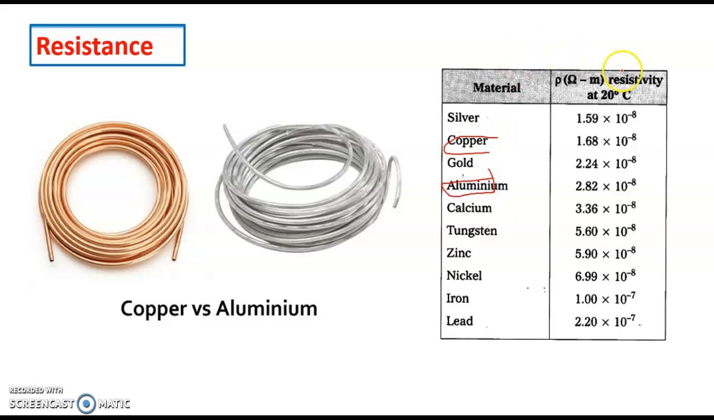here, and this table shows resistivity of materials, which is related to resistance. So we can see that copper has 1.68 times 10 power minus 8 ohm meter, while aluminum is 2.82 times 10 power minus 8. So we can see that aluminum is more resistive than copper and thus has a greater resistance.